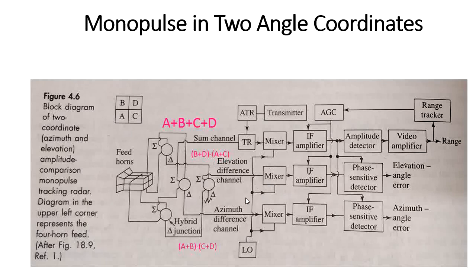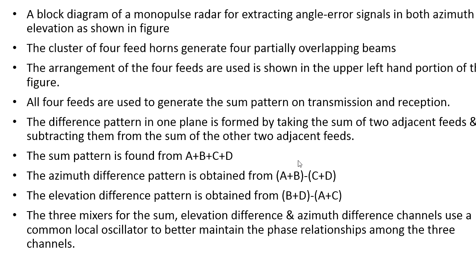that we are going to give to the mixer, where it is going to mix with the local oscillator in order to achieve stability in the signal. That is why we are using the same frequency for all these three mixers here. And this is to amplify the signal from the output of the mixer here. This is what the monopulse in two angle coordinate system is about. This is the explanation of the block diagram.